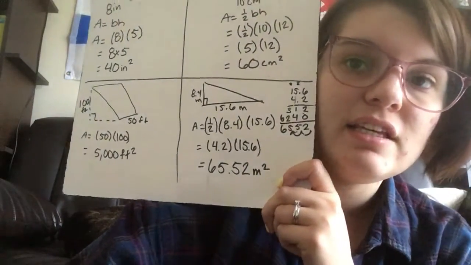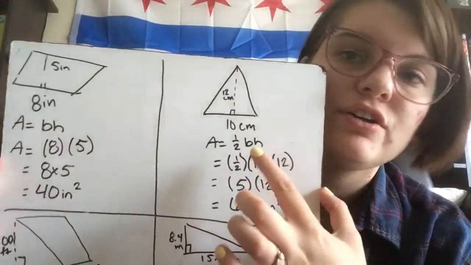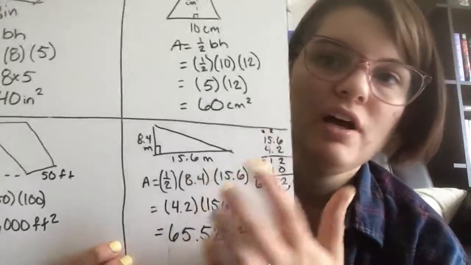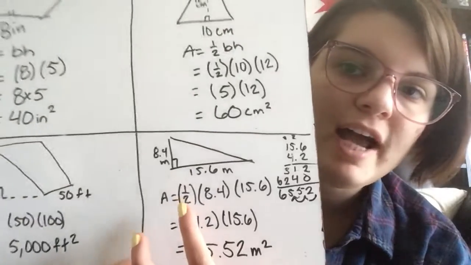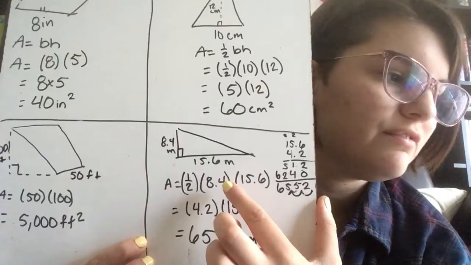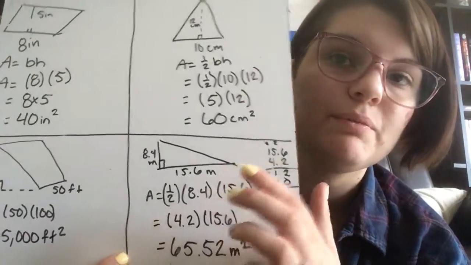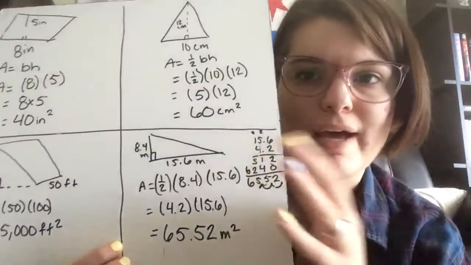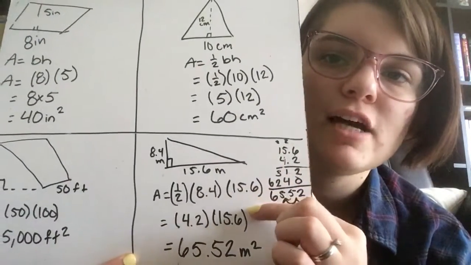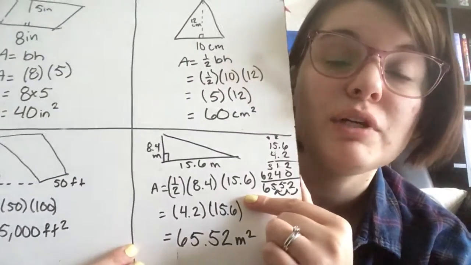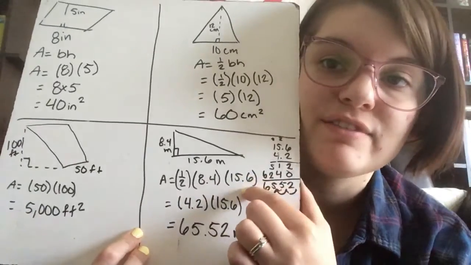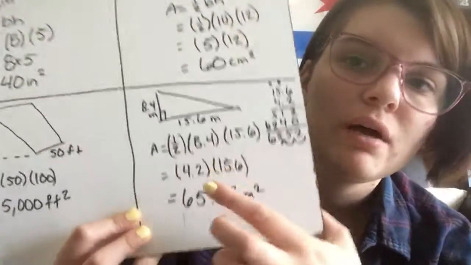And then finally, we have the triangle. Again, the area of our triangle is 1/2 times our base times our height. For number 2, I plug all that in. I have 1/2 times our base, which is actually 15.6. Because you're doing all multiplication, it doesn't matter what order. So I did 1/2 times 8.4 times 15.6. You could even do 8.4 times 15.6 times 1/2, but I did it like this.